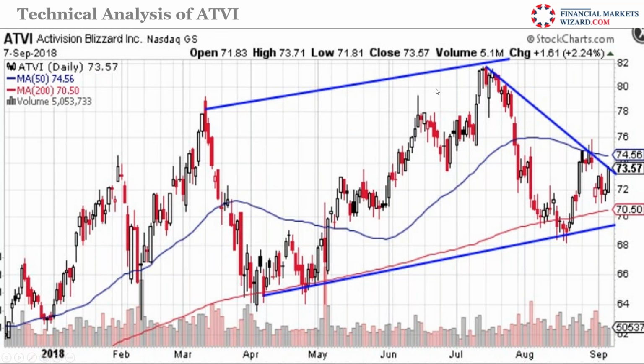This is ATVI. This is another one. As you see, it bounced at the 200-day moving average, and this is a super bullish candle, and it's sitting at the downward sloping trend line, which is a resistance. So resistance is right here at 73.57. I'm stalking it, and if it breaks this trend line, I'll go long, because I have seen before that when a stock breaks the trend line, it continues to move up. So I'll feel good about it, I'll pull the trigger, and then I will monitor the trade.